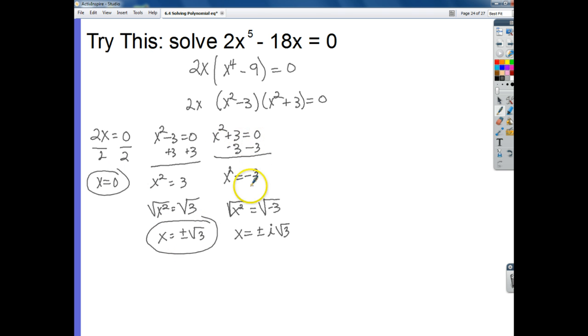And here we subtract 3 from both sides. We get x squared equals -3. We take the square root of both sides, plus or minus. The negative comes out as i. So we have plus or minus i square root of 3. 2 more solutions. Okay, so we got a total of 5. Only 3 of them are real, and 2 of them are imaginary.